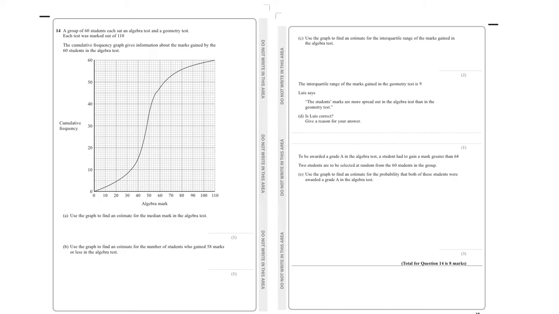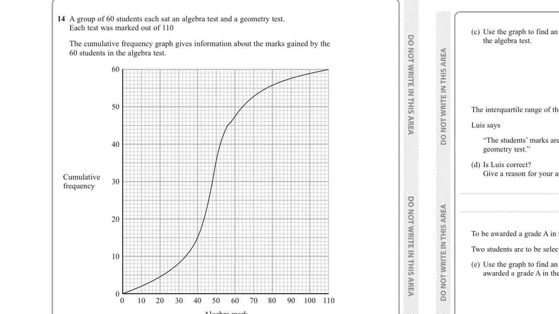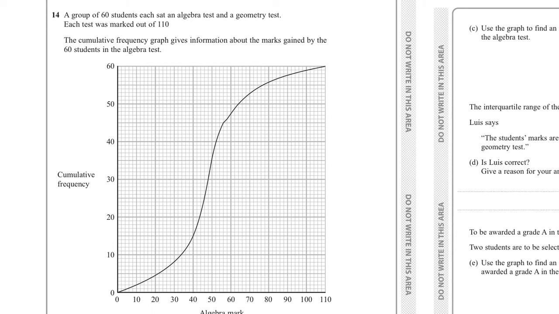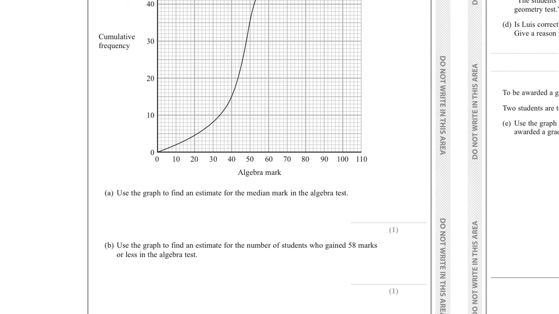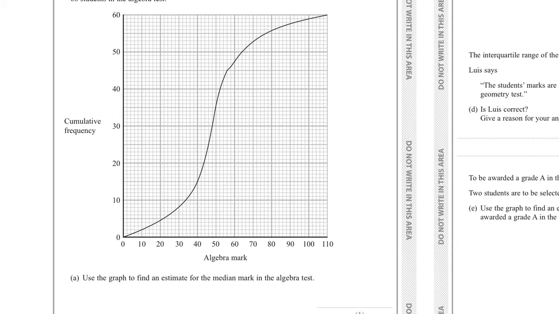Okay, question 14. A group of 60 students each sat on an algebra test and a geometry test. Each test was marked out of 110. The cumulative frequency graph gives the information about 60 students. Use the graph to find an estimate for the median mark in the algebra test.